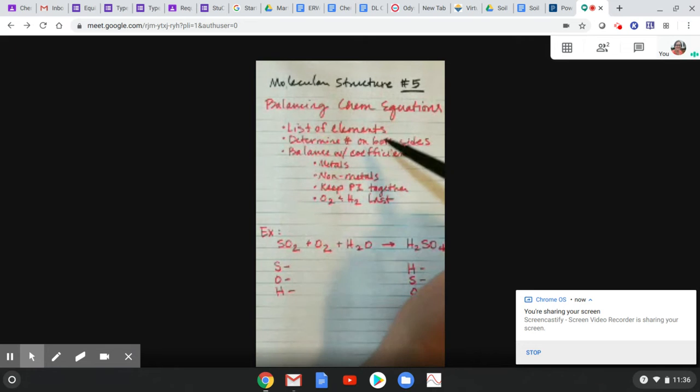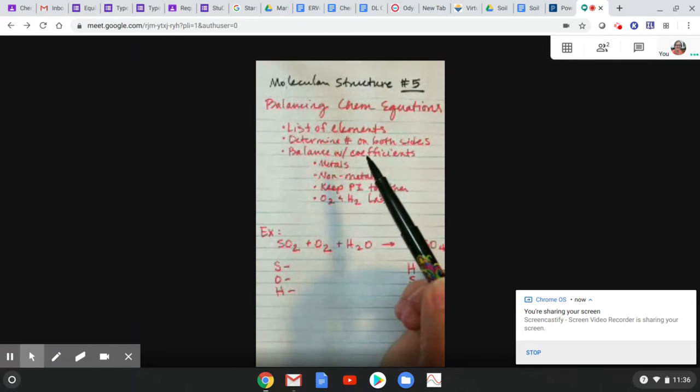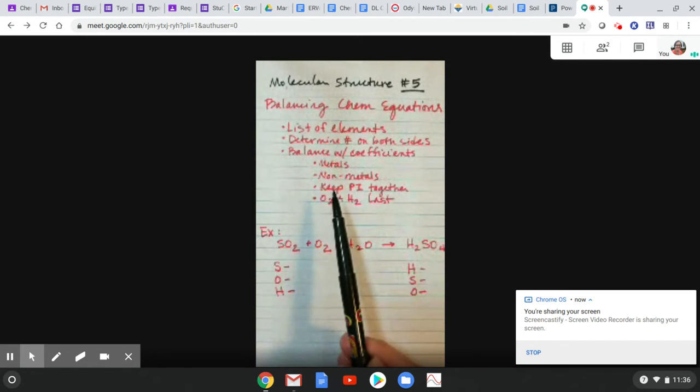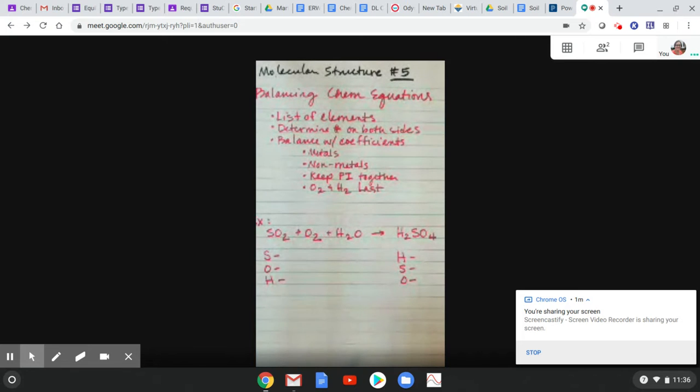So basically, remember when you are balancing a chemical equation, you want to list the elements that are present and determine the number you have of each element on both sides of the equation, the reactants and the products. And then you just start putting in coefficients to balance it. If you need to double something, if you need to triple something, you just try to get your numbers to line up on both sides. So you start with metals, then you do your nonmetals, keep your polyatomic ions together if you can, and then do the elements of oxygen and hydrogen. Save those for last because those are usually by themselves. So the one that's by itself, usually do that last.